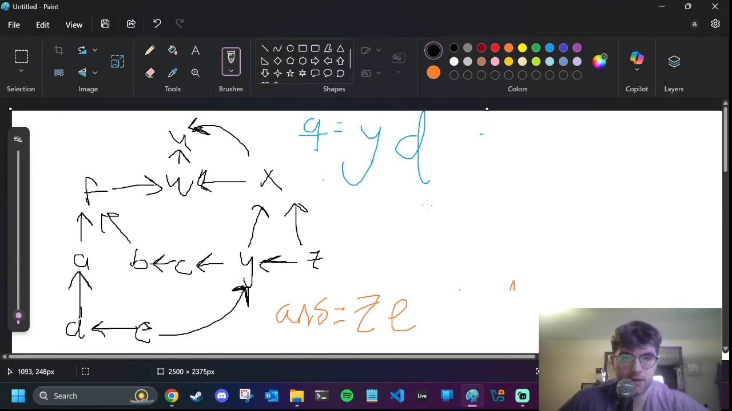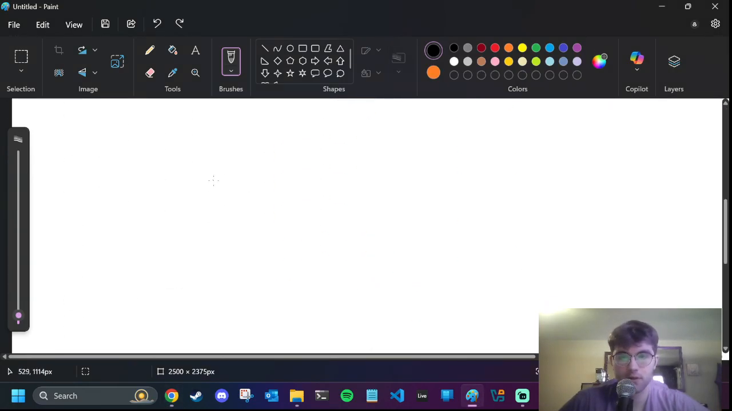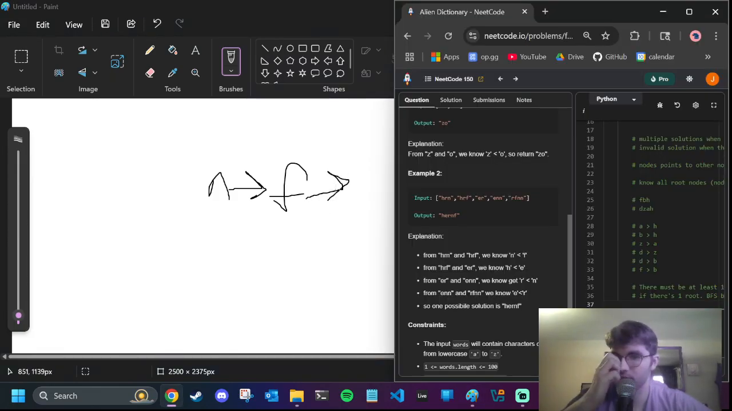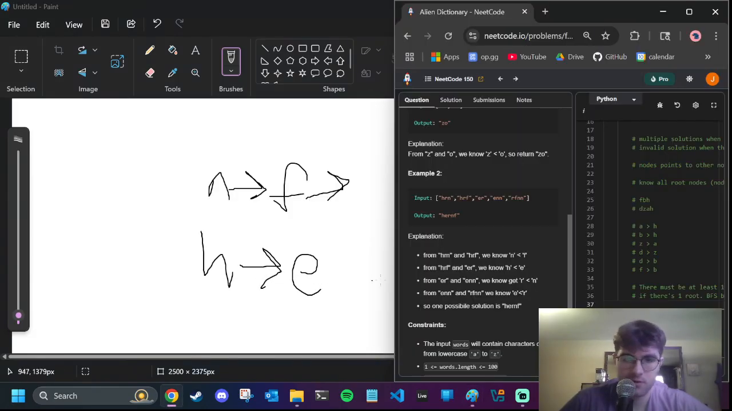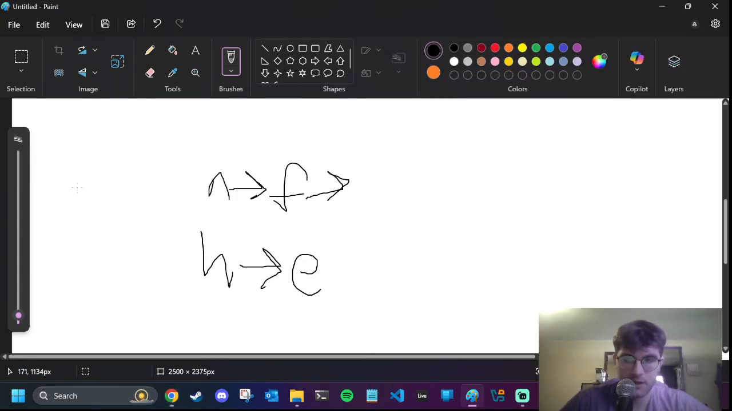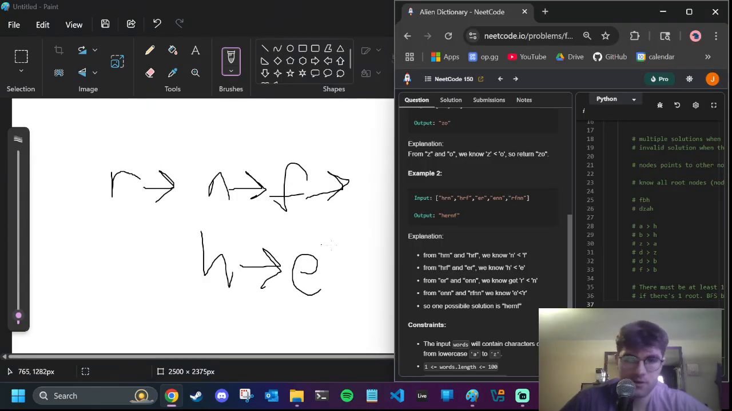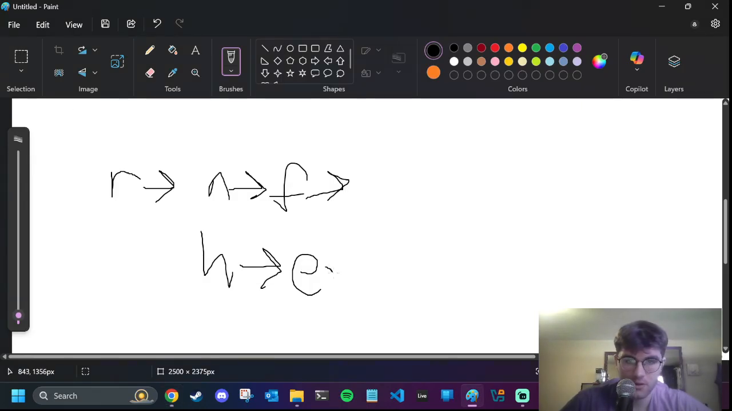So we had, and remember we're pointing to the bigger thing. So let me go down here. So N points to F. H points to E. R points to N. And E points to R.